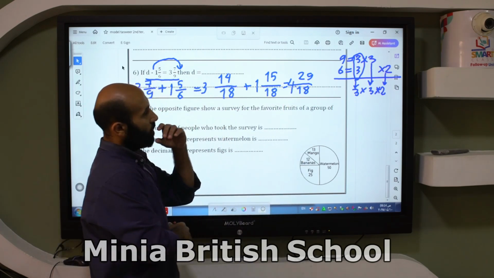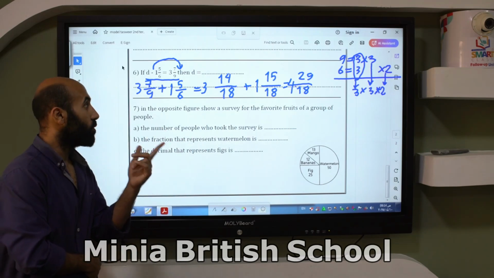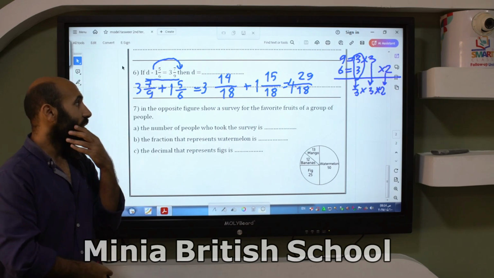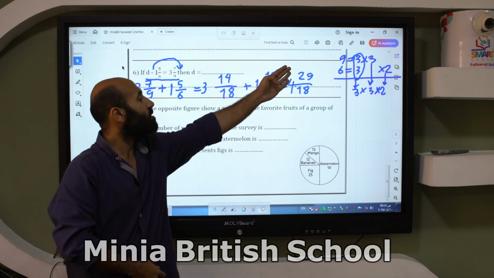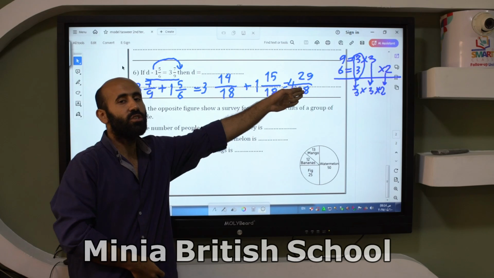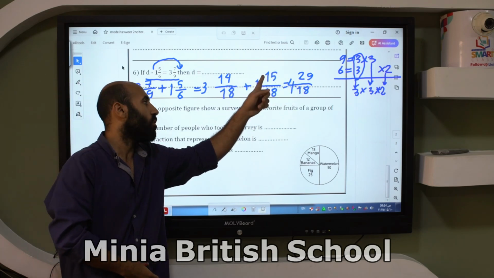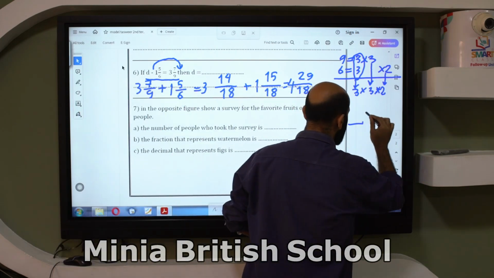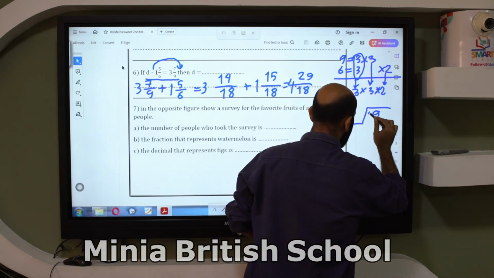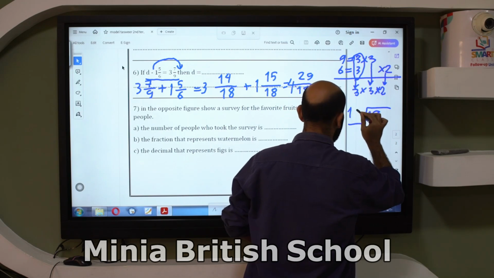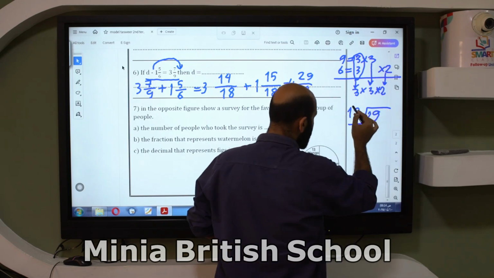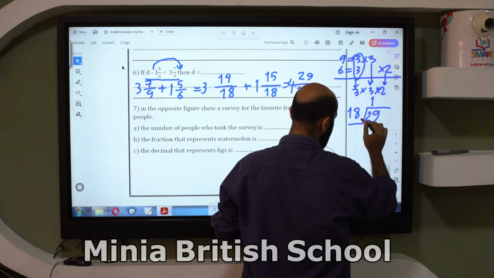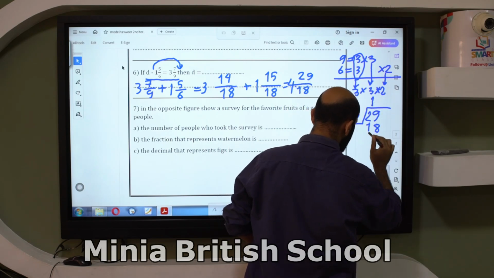Wait a minute. I have a mixed number with an improper fraction. In this case, I have to convert this part of improper fraction into a mixed number and add the whole number with the new whole number. So 29 divided by 18. What is the number times 18 that gives me 29 or less? I think you all got it right. 1. 1 times 18 equals 18.